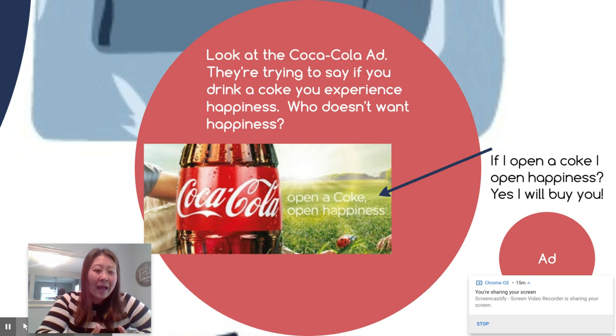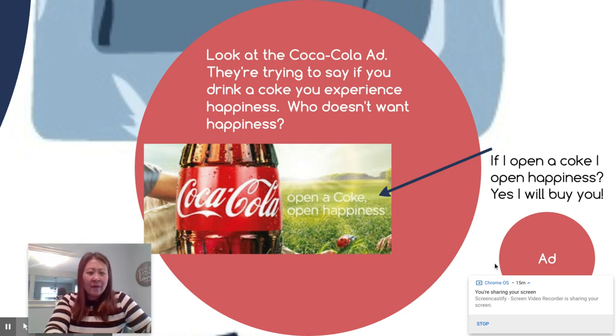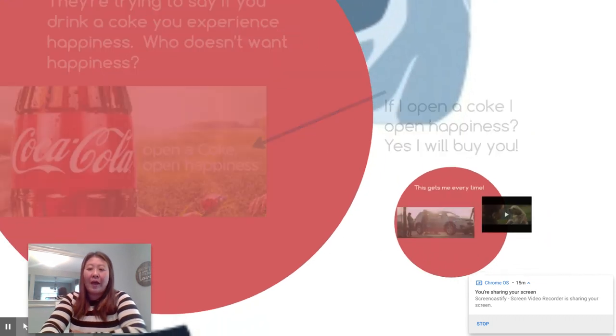Well, who doesn't want happiness? Everybody wants happiness. So if you're saying, hey, if I open this Coke, I'm going to open happiness, yes, I will buy you. And quite honestly, Coke does make me happy, and I do buy it. So anyway, it's a little bit of a trick, okay? Because I don't think Coke has any medicine inside to suddenly fill you with joy, but they're trying to connect those two emotions together, Coke with happiness, so that you'll purchase it, okay?